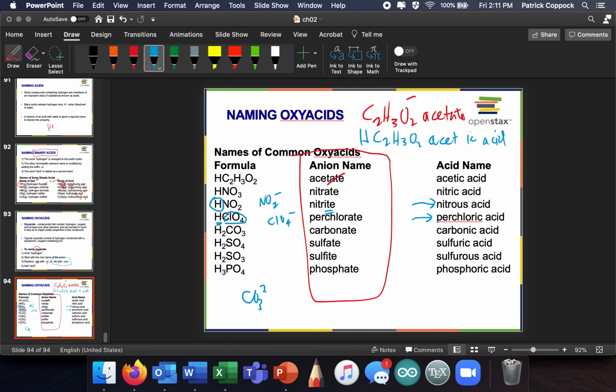Carbonate, because we memorized it, that's carbonate, right? Well, there's two minuses here. So if I'm going to make it an acid, I've got to put two H pluses in the front, H2CO3, and it becomes carbonic acid. So instead of ate, it becomes ic acid. All right, and that is it.